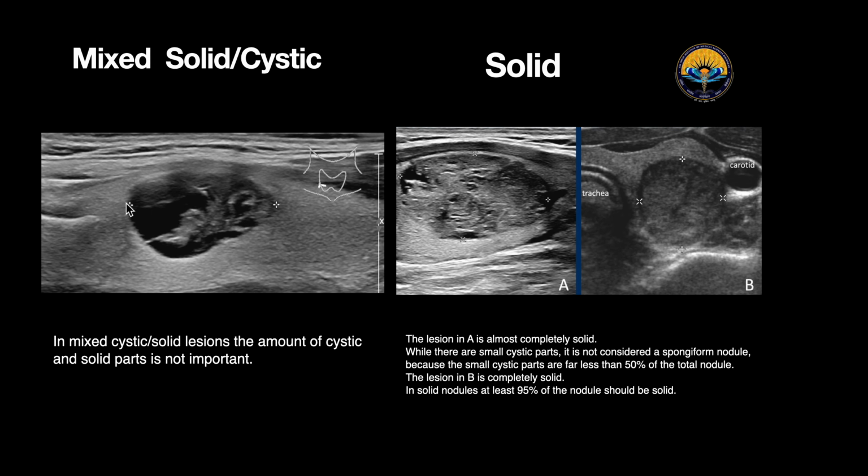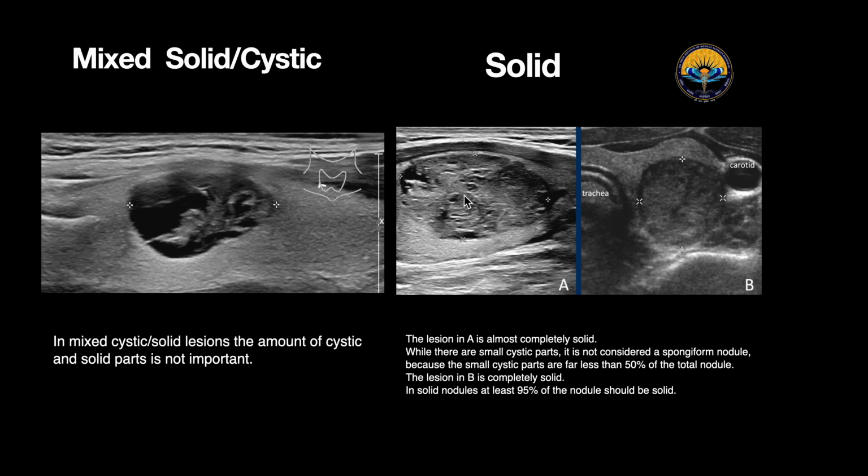However, if it's a mixed solid cystic component, like we can see in this one, somewhat cystic with a solid component within it, it's a mixed solid cystic lesion and then we need to classify it. This is given a score of 1. If it's a predominantly solid lesion, like this one, which is also predominantly solid, it gets a score of 2.